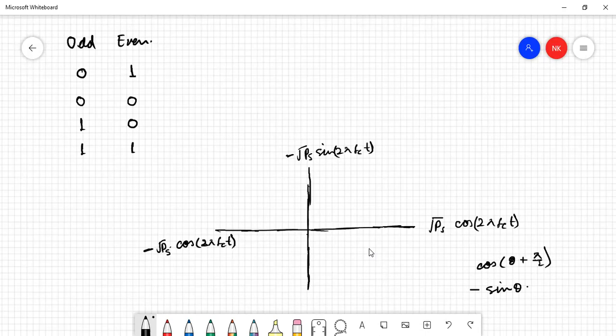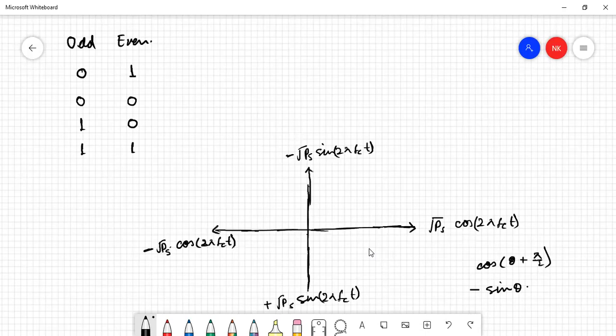So here when we do it, we will have a cos theta plus cos theta, and in the next case, again if we take a phase shift of pi by 2, then we will have again sin 2 pi fct with root under Ps with a positive sign. Okay, the sign will be positive because cos 90 plus theta gives a minus sin theta, and minus minus plus. Okay, so in this way we have written a value on all these axes.